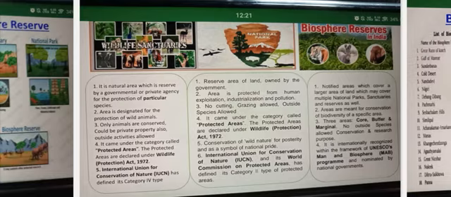It came under the category called protected areas. The protected areas are declared under the Wildlife Protection Act 1972. Conservation of wild nature for posterity as a symbol of national pride. The International Union for Conservation of Nature, IUCN, and its World Commission on Protected Areas has defined this category. Two types of protected areas.